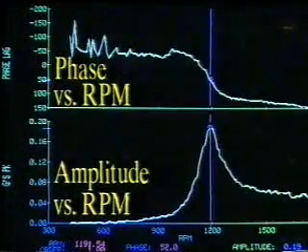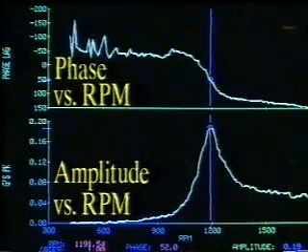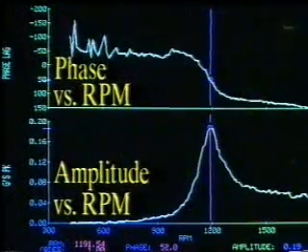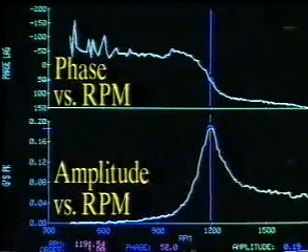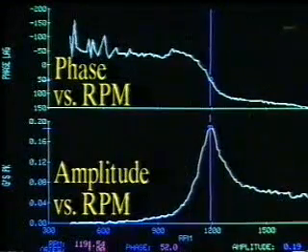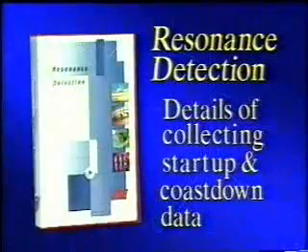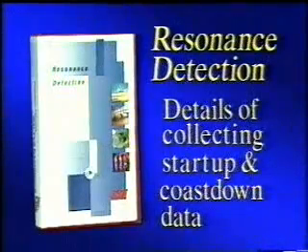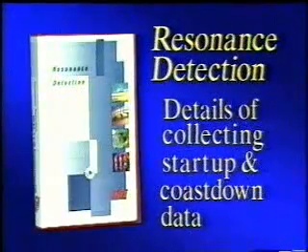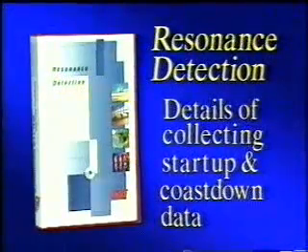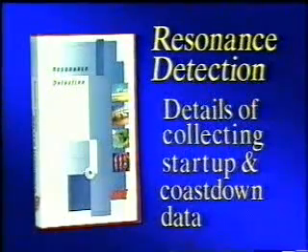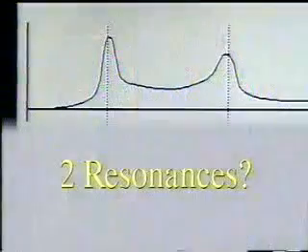The coast down data provides very good information for determining resonant frequencies because as the shaft RPM crosses a resonant frequency, the vibration amplitude is recorded as well as the phase. Details for setting up and collecting startup and coast down data are included in another program, Resonance Detection, and are not repeated here. Here we will show examples of coast downs and interpret the results.